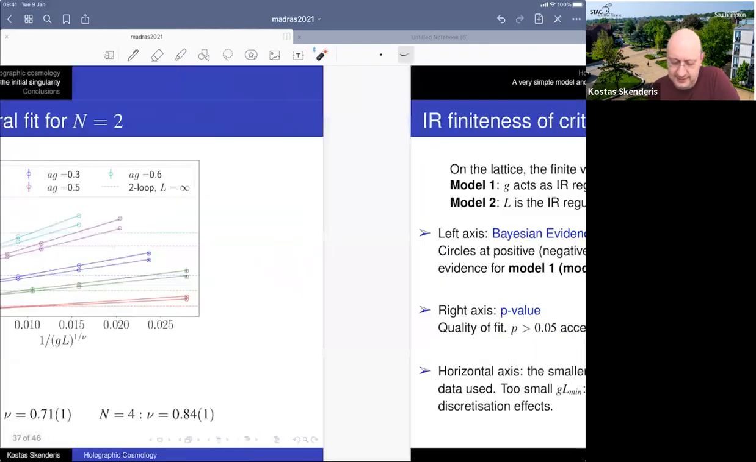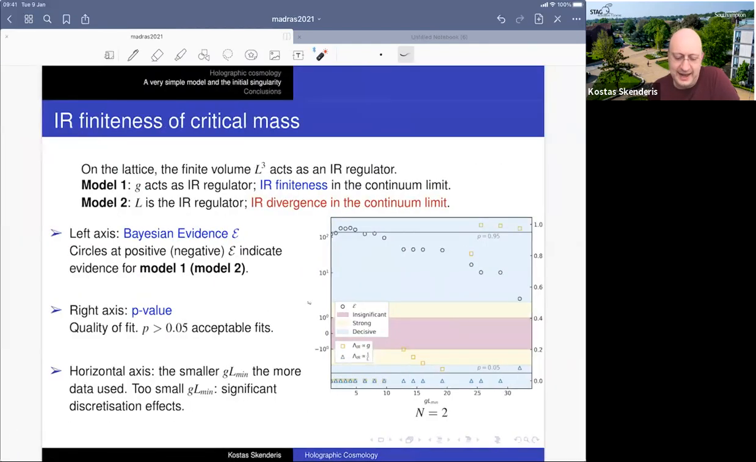I think this is the slide where we argue that the theory is infrared finite. I'm not going to describe all of it, and it's a busy diagram. But what we did, we asked the following. If you're on a lattice, the lattice itself acts as an infrared regulator. The finite volume of the lattice is an infrared regulator. So clearly the theory one simulates on a lattice would be infrared finite because of that reason.